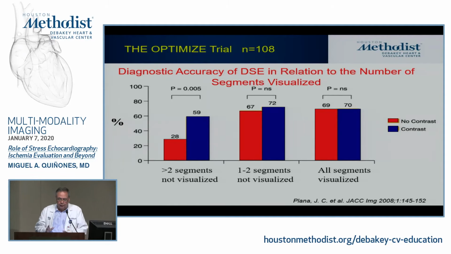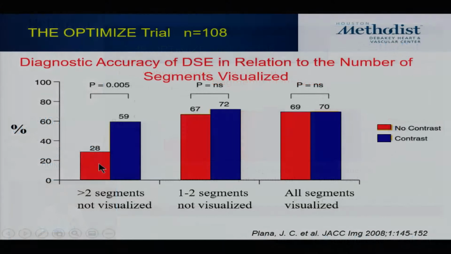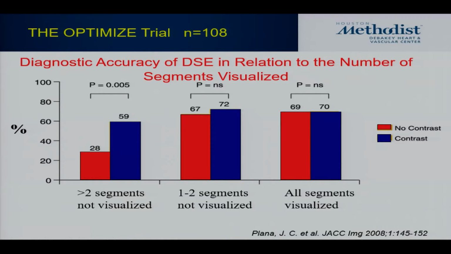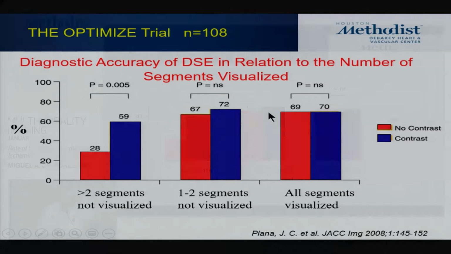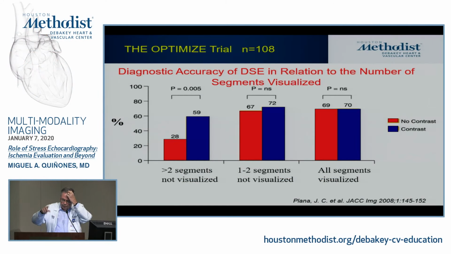However, in this very nice study done with 108 patients, it was also shown that if you have good imaging at rest, contrast doesn't necessarily help you. In fact, it can be a problem. When more than 2 segments could not be seen at rest, that's when you get your biggest bang for your buck in terms of the benefit of contrast. If 1 or 2 segments are not seen, you don't get much benefit. And if you get a great study, the contrast doesn't give you anything. Sometimes it could be a distraction because of the effect of attenuation. So the money is when at rest, you have trouble seeing 2 or more segments.